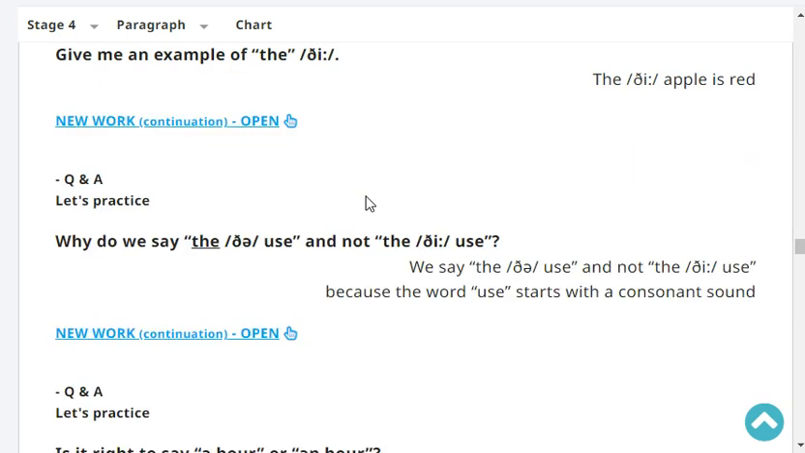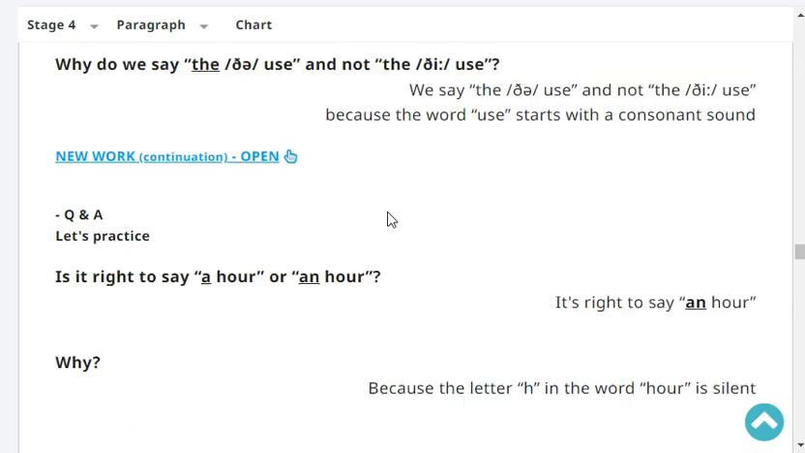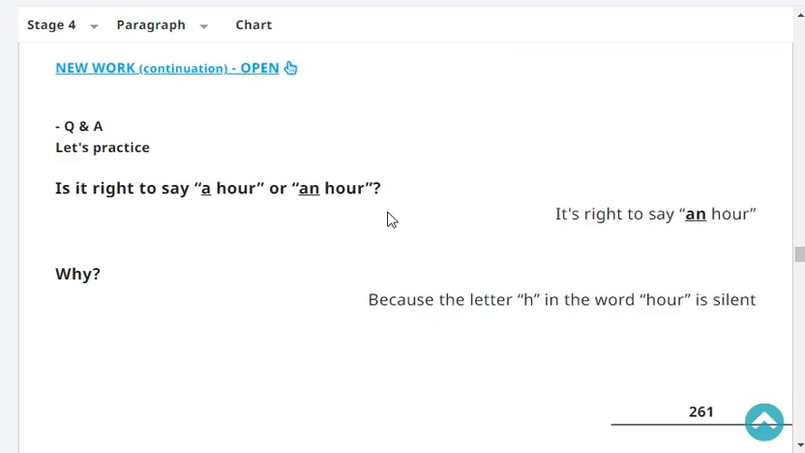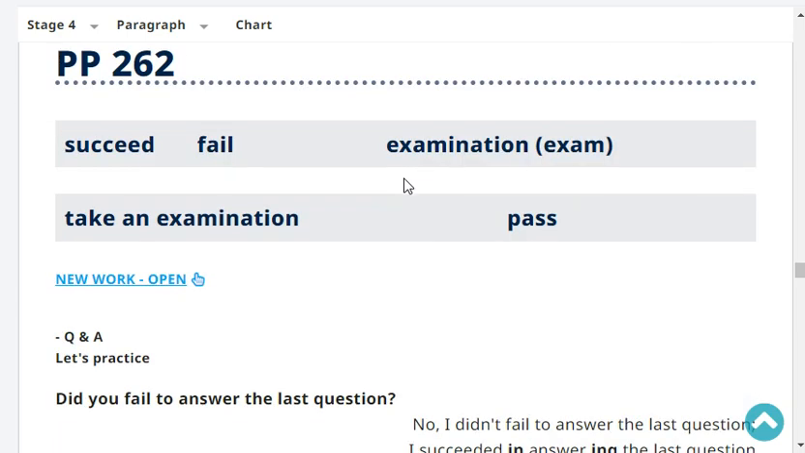Why do we say a use and not an use? We say a use and not an use because the word use starts with a consonant sound. Is it right to say a hour or an hour? It's right to say an hour. Why? Because the letter H in the word hour is silent. Very good.